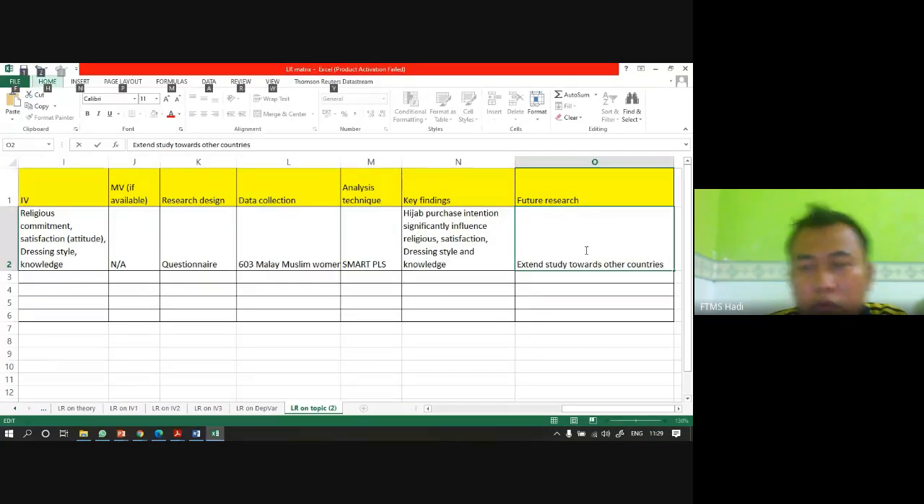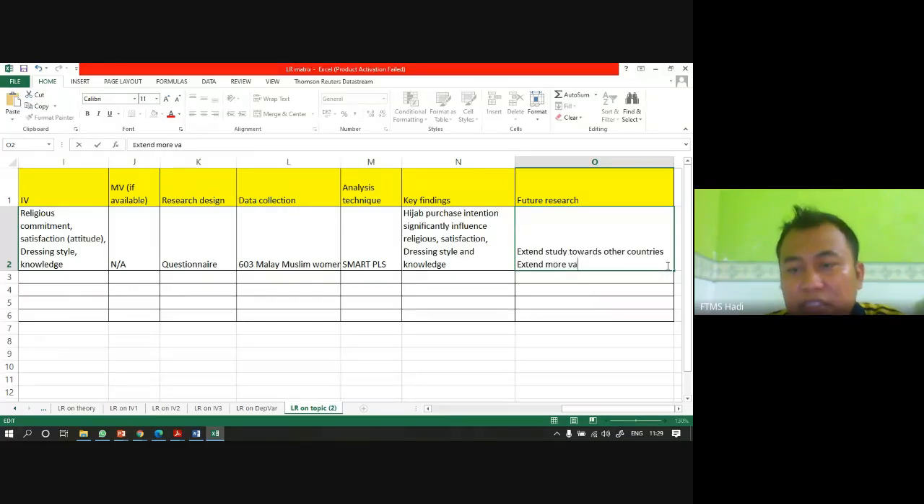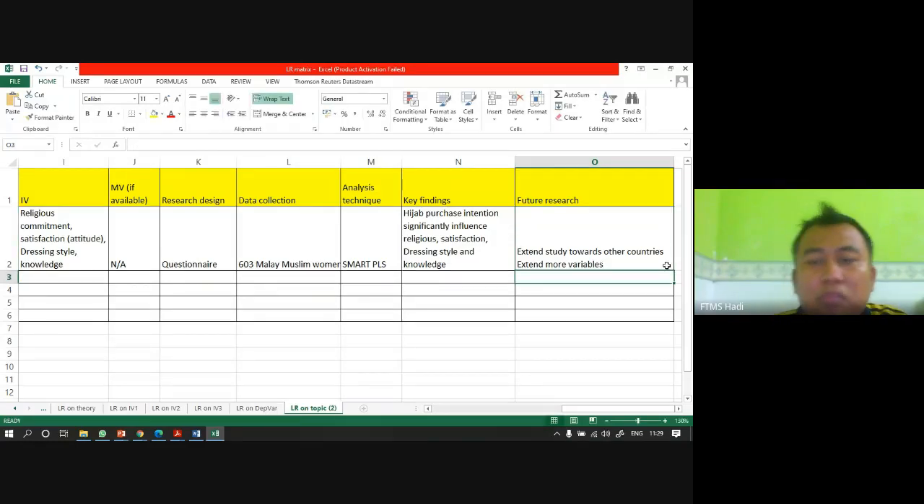And then also this one, extend the factors, extend more variables. So that is future research. That means you will continue their work. Sometimes you may disagree with their words and so on.